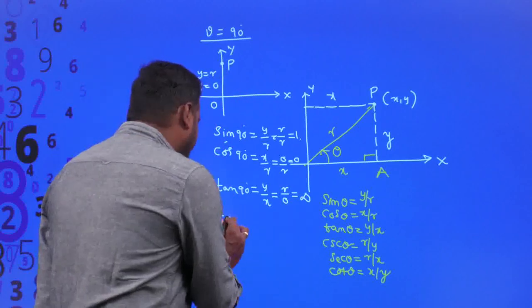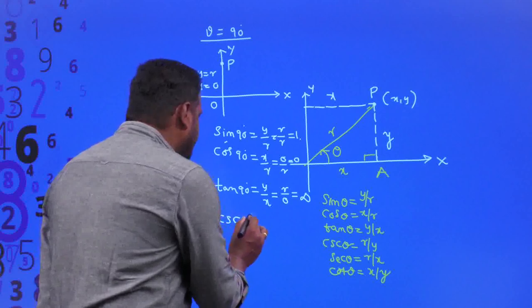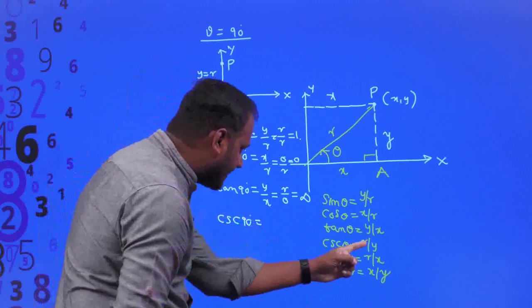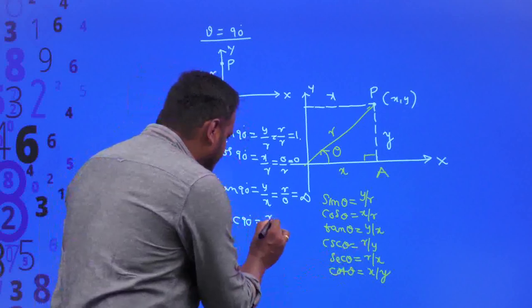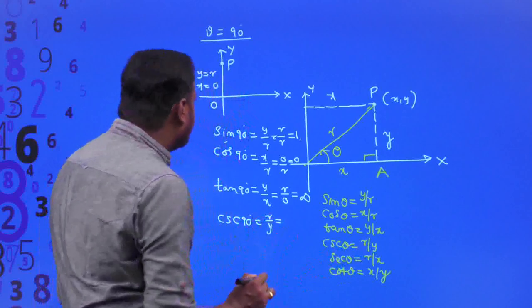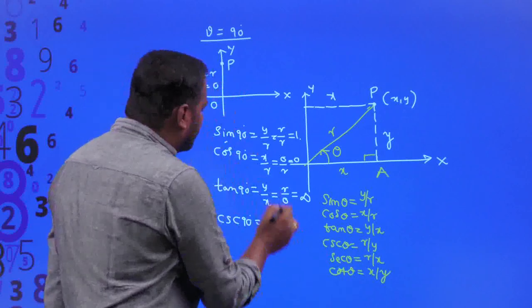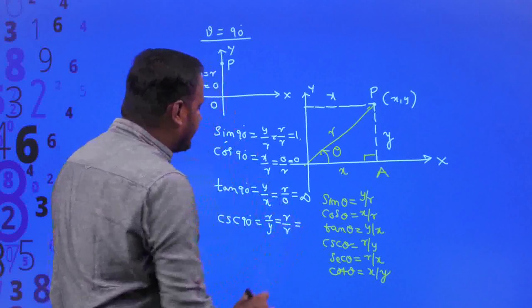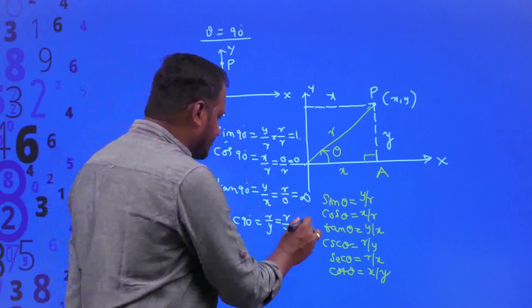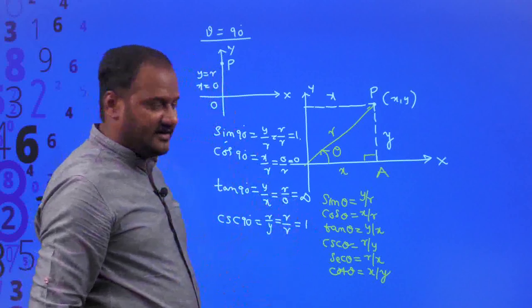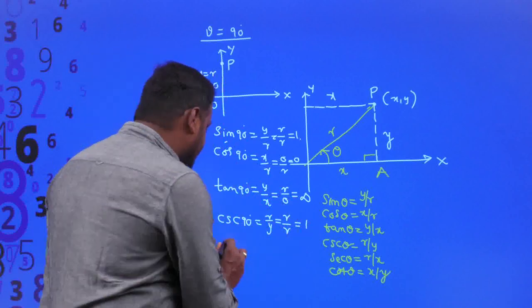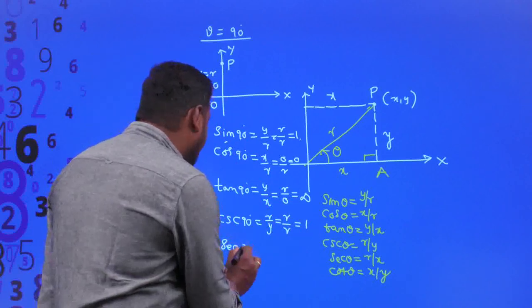And coming to cosecant. So, cosecant 90 degrees is equal to r divided by y, which is r by y is equal to the value of r is r and the value of y is also equal to r. So, therefore, the value of r by r is going to be 1. So, that is cosecant 90 degrees and then coming to secant 90 degrees.